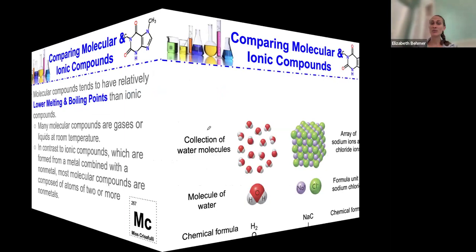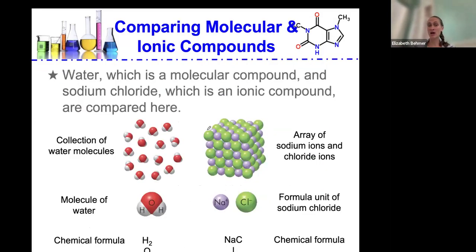Water, which is a molecular compound, and sodium chloride, which is an ionic compound, are compared here. So we have the collection of water molecules. We have one molecule of water, and then the chemical formula, H2O. For sodium chloride, here we see the array of sodium ions and chloride ions, the formula unit of sodium chloride, and then the chemical formula is NaCl. So comparing the two there.